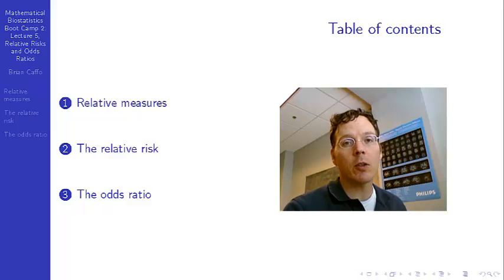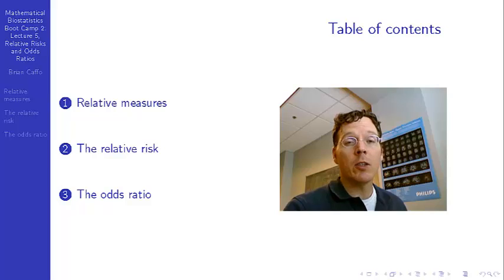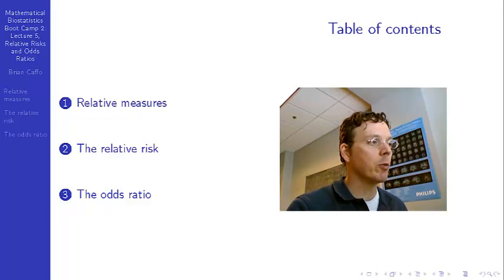And two particular measures that are interesting in the case of proportions are A, dividing the two proportions, that's the relative risk, and B, dividing the two associated odds, which is called the odds ratio for obvious reasons.